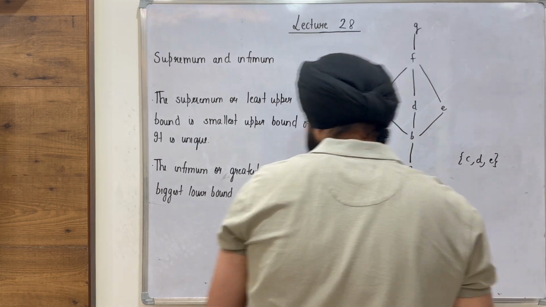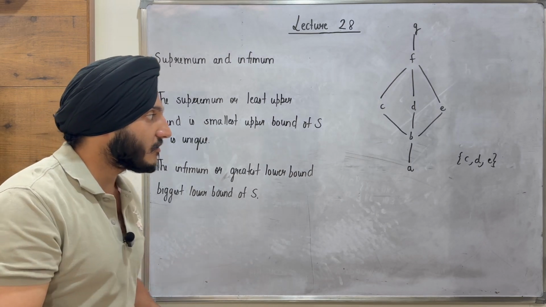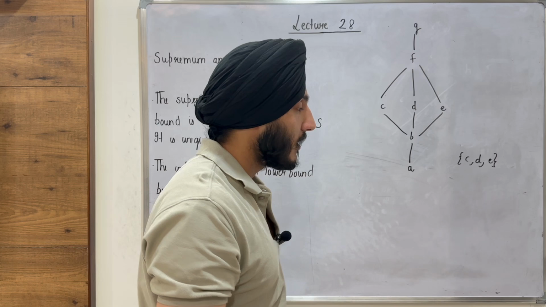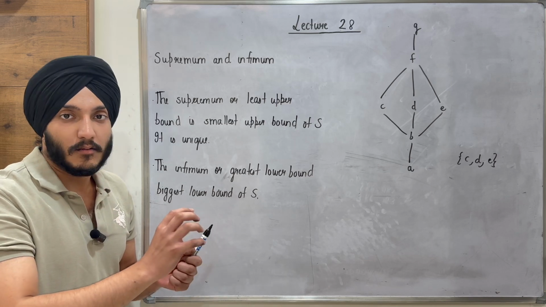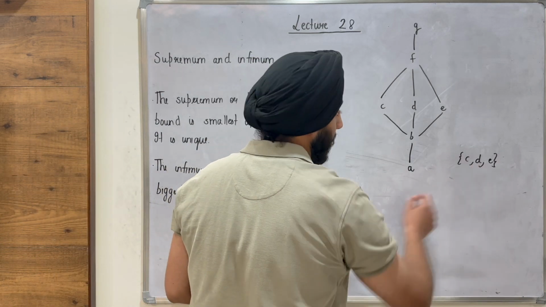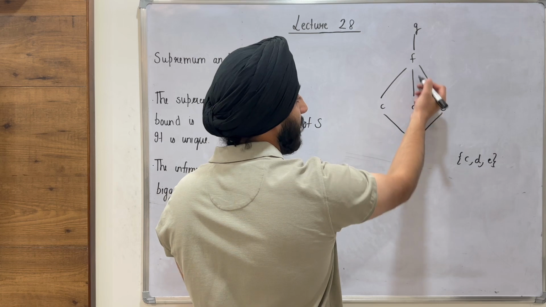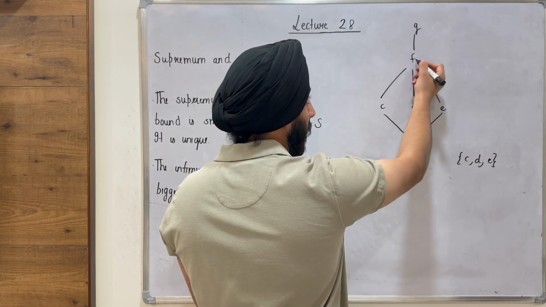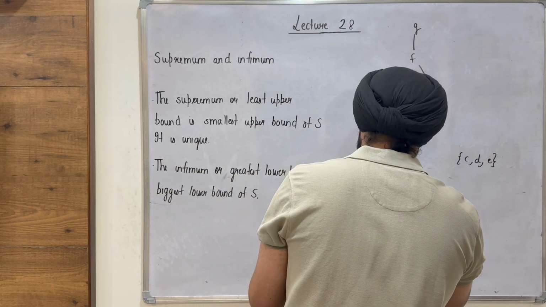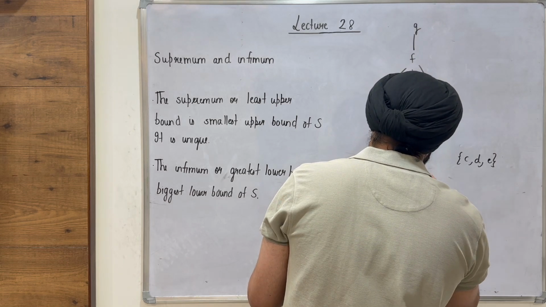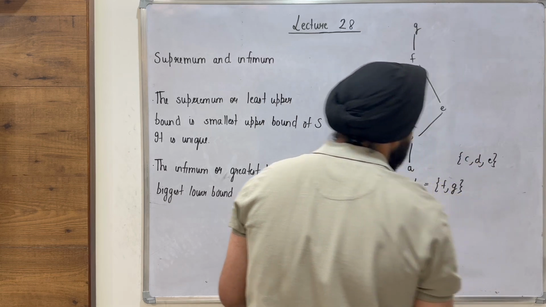Okay. So now there can be multiple upper bounds that we can find. So let's try to find the upper bounds for C, D, E. What is an upper bound? Once again, all the elements which are greater than all the elements in this set. So let's try to figure it out. I see F is greater than C, F is greater than D, and F is greater than E as well. And also, G is greater than all these three elements. So my upper bound is going to be the set F, G.